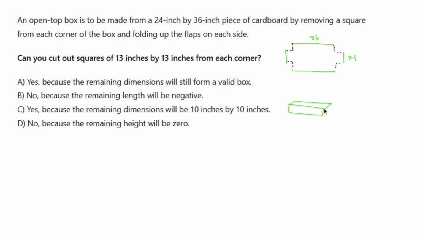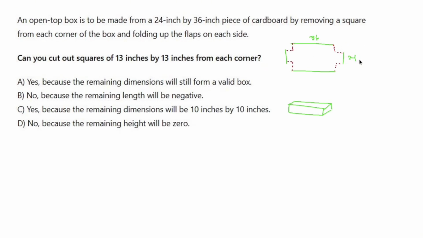Perfectly drawn. That's what we're looking at. Now, can you cut out 13 inches by 13 inches from each corner? Well, if I cut out 13 inches by 13 inches, that's a grand total, if I cut it out on this side, of me cutting out 26 inches. That's fine. Oh, but you know what? If I try to cut out 13 inches by 13 inches, that's not 16.